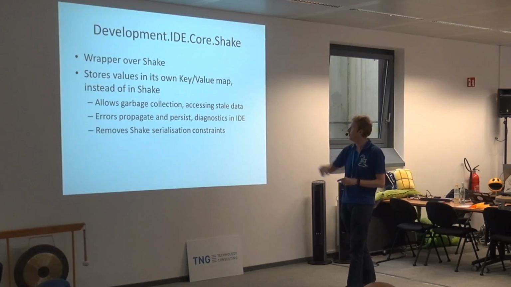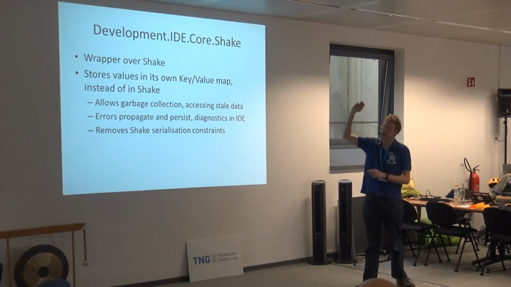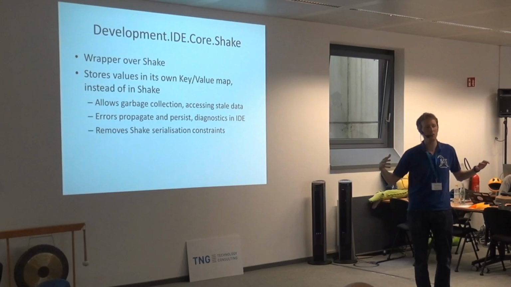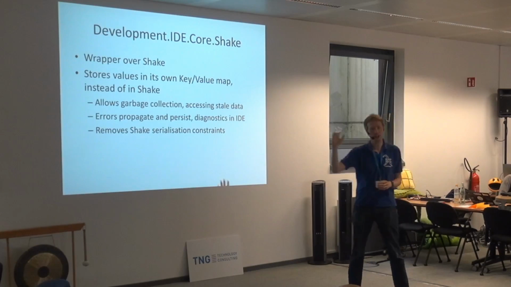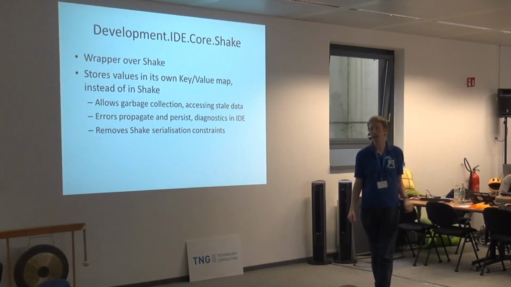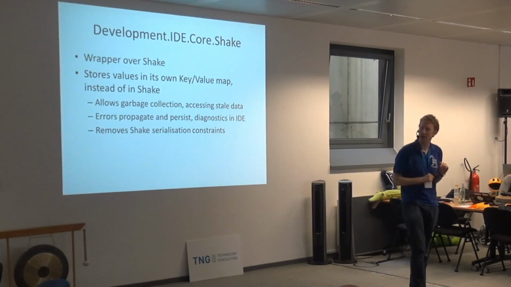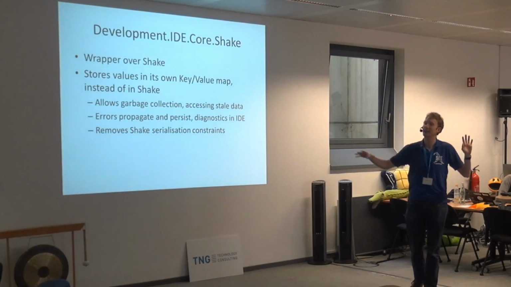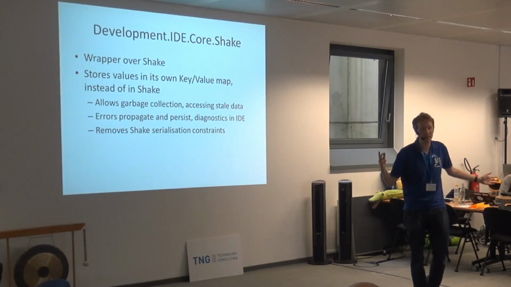So we wrote Development.IDE.Core.Shake, which is in the HighCore repo. And this is the wrapper that takes the Shake API to the API we really wished we had. And this is where, if Duncan wants to try implementing FRP in it, if you implement this API on top of FRP, that could potentially be a better solution.